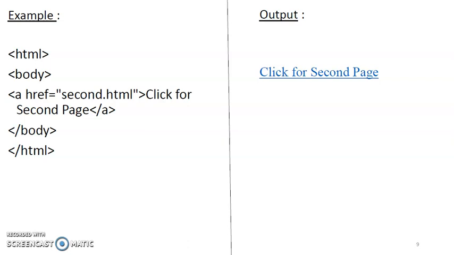Okay. Now you can see the example of a tag. In the body tag I am mentioning a href equals, in double inverted commas, second.html, and I am writing click for second page as a text. So you can see in the output, click for second page is what? Your link. So whenever I am clicking on the click for second page link, then I will jump to the second.html page. Okay, this is the meaning of your a tag and href attribute.